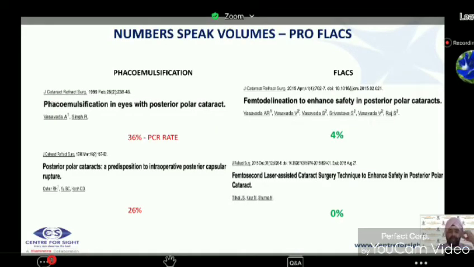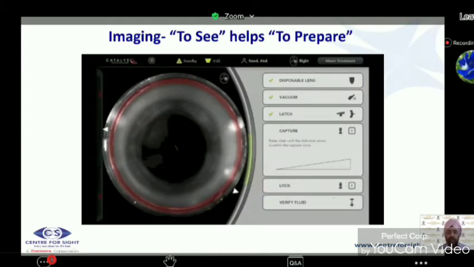Now, if you look at the advances that have been made in the management of a posterior polar cataract, the same group of Dr. Vasavada reported a 36% PCR rate when they were doing a phacoemulsification. But the moment they went on to the FLAGS where they could get an image and a femtodelineation was there, the incidence of rents went down to 4%. And Dr. Namrata Sharma has reported a 0% rent rate. That means that the incidence of rents went down significantly. So this is very important: a femto today is the treatment of choice for a polar cataract.